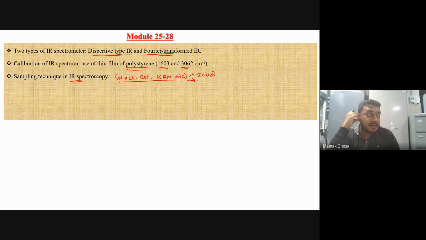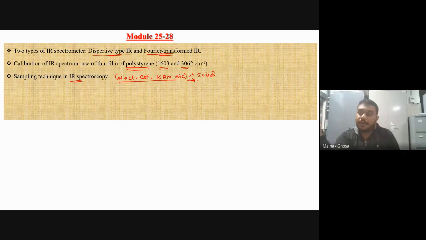It's highly transparent to IR, highly transparent to infrared radiation. Any other idea? That means transparent: it will allow all the light, whatever comes in, to pass on to the sample. Why will it not absorb? They won't absorb in the range of IR.